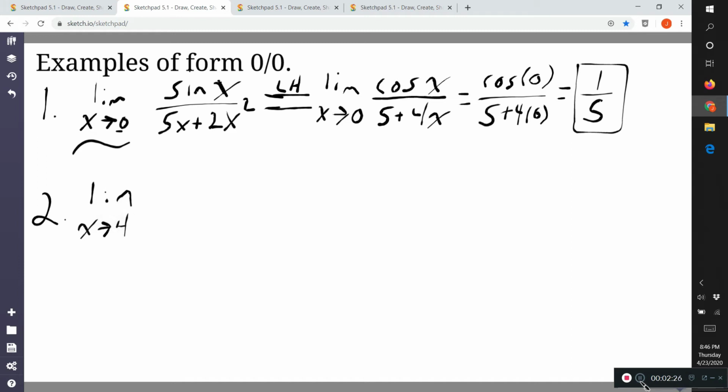Then we're going to have, well, let's define our initial problem. The square root of 5 minus x, outside the square root, minus 1, all over x minus 4. So if we tried to plug in 4 here, we would get 0 in the denominator. That's pretty clear. And on the top we get 5 minus 4, which is 1. Square root of 1 minus 1 is 0. So this is a 0 over 0 case. We can apply L'Hopital's rule.